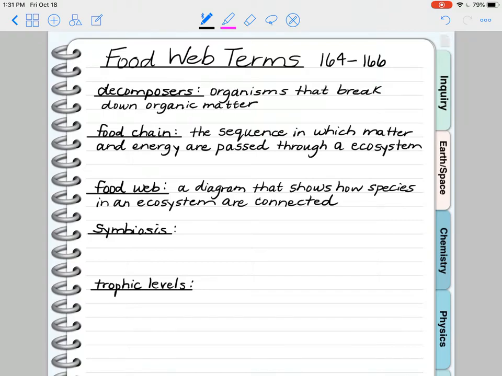A diagram that shows how species in an ecosystem are connected, and we're going to look at one of those also. Symbiosis. This is an important biology term. I've also had professors that pronounce it differently, but I'm going to go with what I've learned and hope that's the correct one. We can look that up on the internet to be sure, but symbiosis is a relationship.